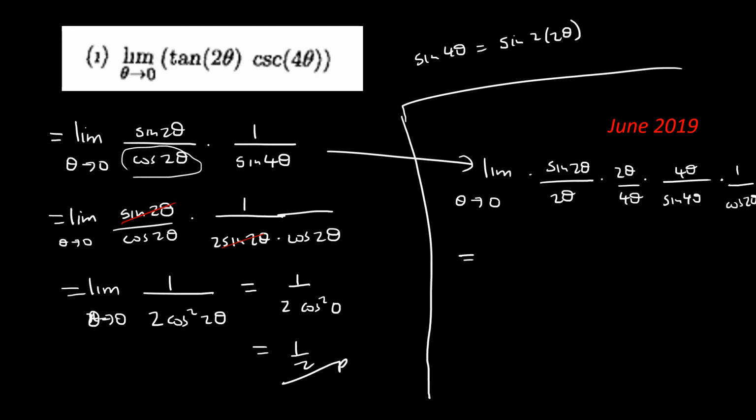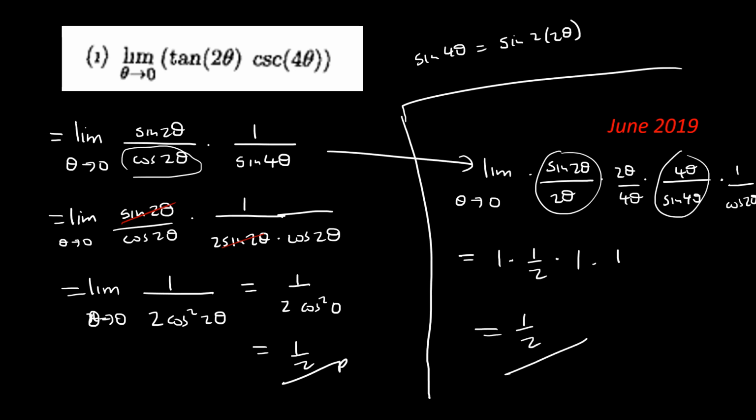Then our answer, we can see this will be 1. This will be 2 over 4, which is 1 over 2. This will be 1. Then 1 over cos 2 theta, if I substitute theta is 0, it's 1 over 1. Cos 0 is 1. So you see the answer is also 1 over 2. There, just like that. So you only deal with these two identities, your 2 theta over sine 2 theta, or sine theta over theta, and the other one for cos.